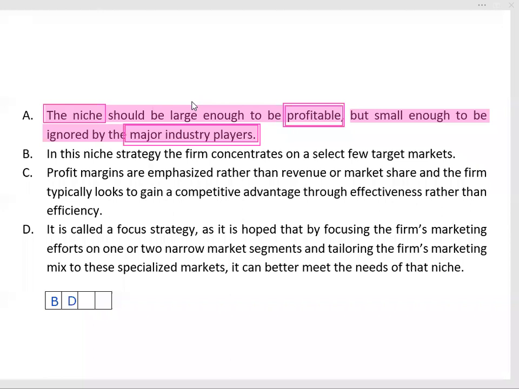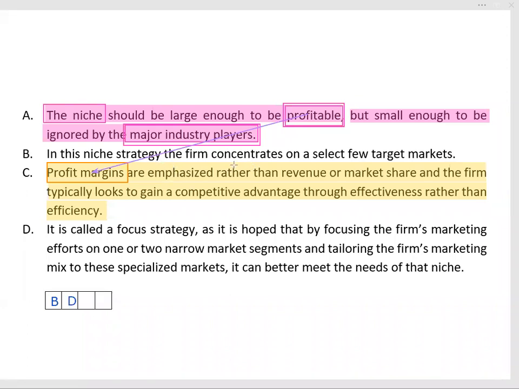These immediately connect with C, which says profit margins are emphasized rather than revenue or market share. And the firm typically looks to gain a competitive advantage through effectiveness rather than efficiency. Once we draw the connections, we find there are two parallels with A, one connection with the entire passage, and then a bit of a change of argument at the end. Let's come to that later. First, we see profit margins are emphasized, which immediately connects with profitability. That is one connection we can draw right off the bat.